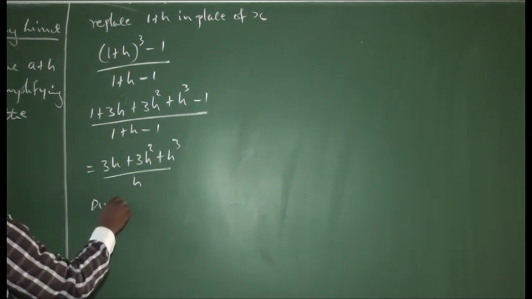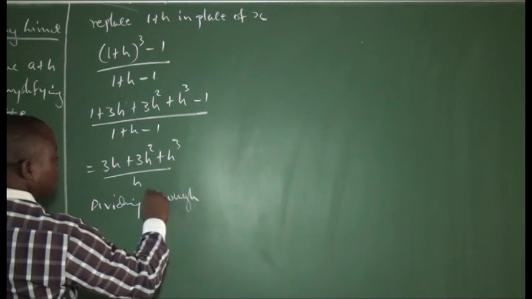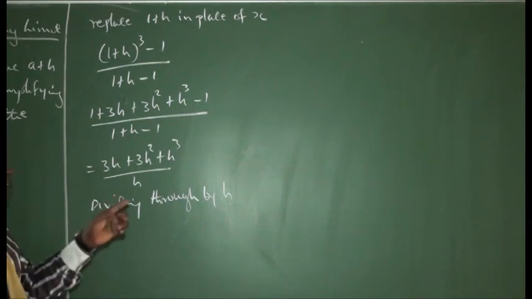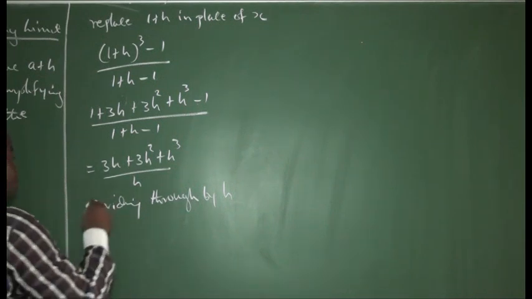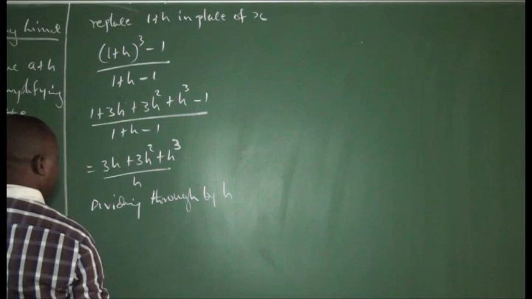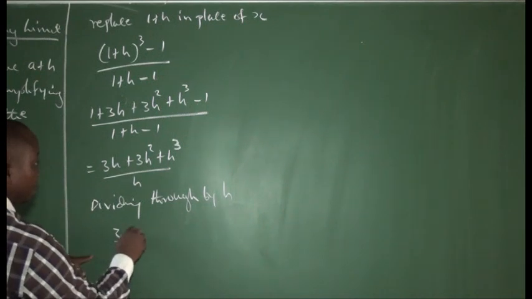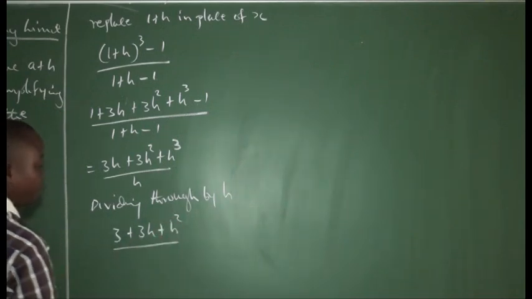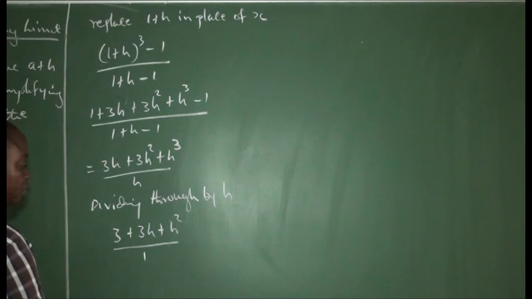Now, I'm going to divide through by h, not by the highest power of h. No, we are not doing limit at infinity yet. So we'll divide through by h. We are dividing numerator and denominator. So you have 3 plus 3h plus h squared over 1, because if you divide here, it gives you 1.